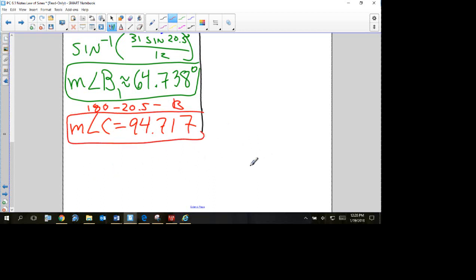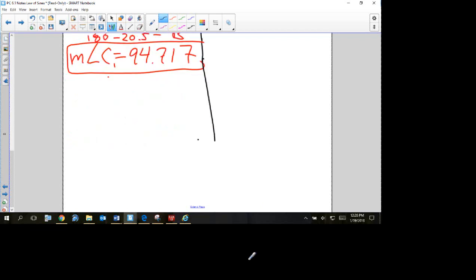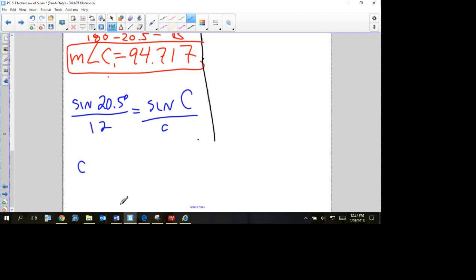So I've got the measure of angle C. You don't need to do this, but I'm putting a little 1 so we know that this is the first C. Let me store that as C. You don't have to, but I'm going to. The last thing we have to find is side C, so we're going to use the law of sines. Sine of 20.5 over 12 equals sine of big C over little c. Cross multiply that, and we'll get 12 sine capital C over sine 20.5 degrees, which should give us our little c.